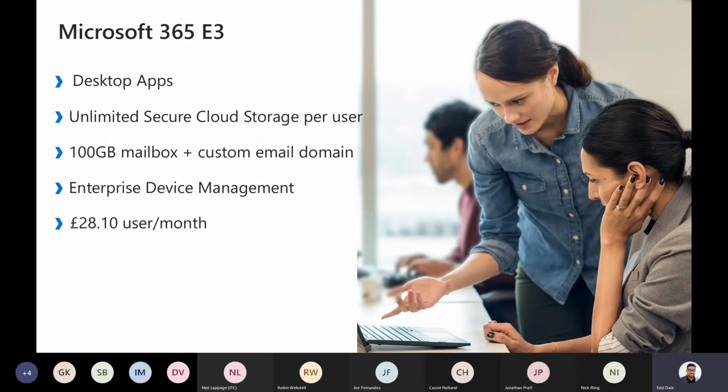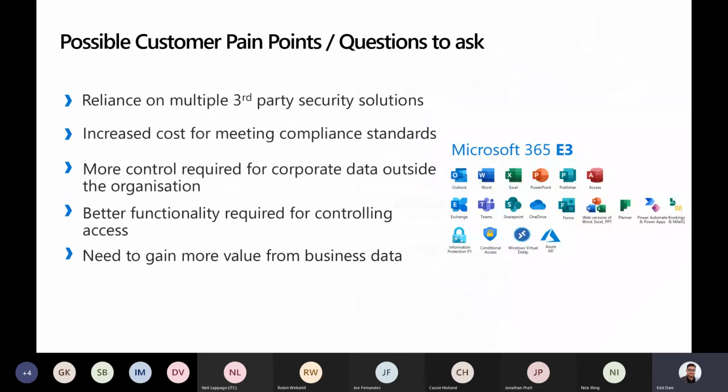I mean, it does offer a lot of features around security and device management. It's £28, 10p per user per month. So it is still quite a good solution from that perspective. It doesn't offer the same levels of security that we would find in E5. So there would be some specific pain points around some third-party security solutions which E3 customers may be using. That's going to increase their cost for meeting compliance standards. They might have a need to be able to gain more value from business data. I am, of course, referring to things like Power BI.